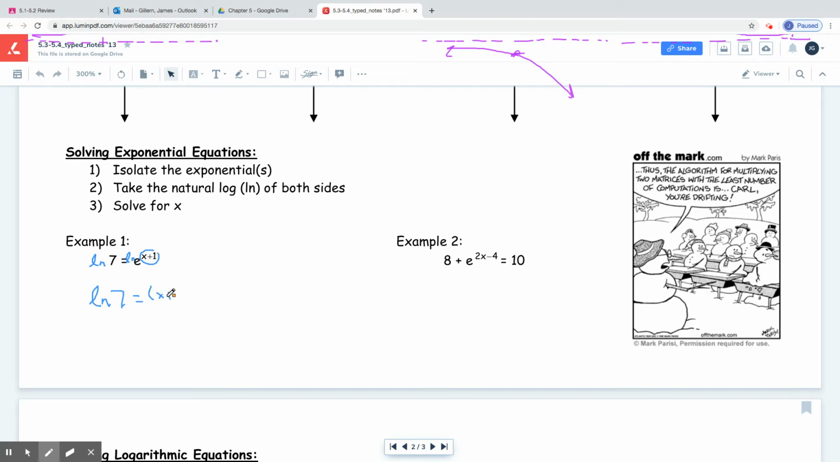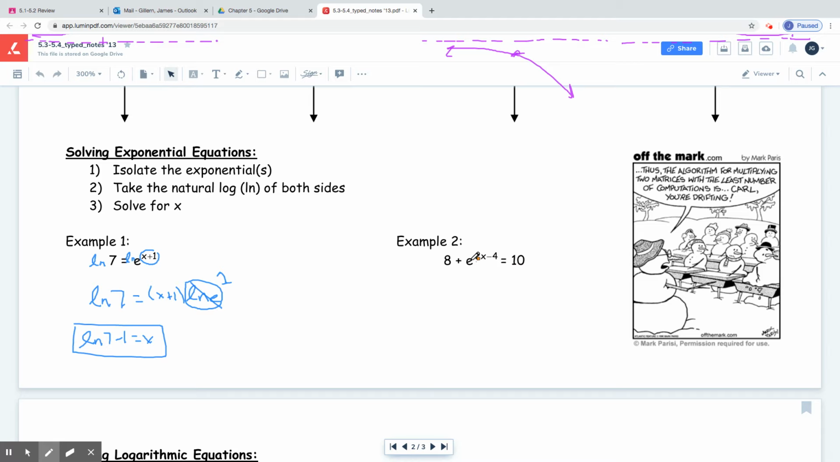So x plus 1 times natural log of e. The natural log of e, you have to remember, is equal to 1. So that's gone. That's just equal to 1. So we have natural log of 7 equals x plus 1. To solve for x, we just subtract 1. So natural log of 7 minus 1 is equal to x. There's your answer. Natural log of 7 minus 1. All right. So why don't you go ahead and see if you can get number 2.